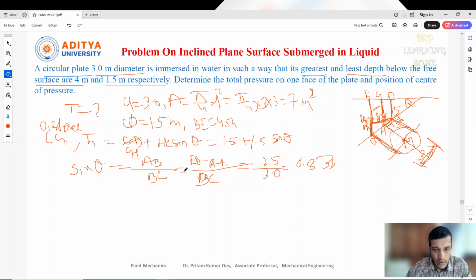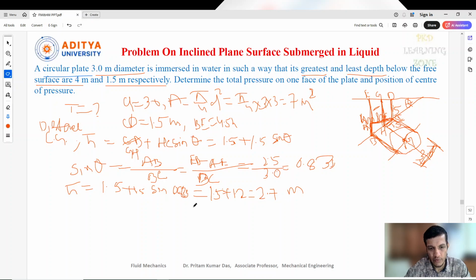Now this is the value of sin theta. Okay, the same sin theta value we can put there. So what we'll get here, h bar equal to 1.5 plus 1.5 sin theta, 0.833. So that will give you 1.5 plus 1.5 times something. So this is near about 1.2, and this is 2.7. 2.7 value will be there. I'm not writing the approximate value because again I need to find the exact value by the scientific calculator, so I'm just approximately writing the value here. Now this is the h bar value.